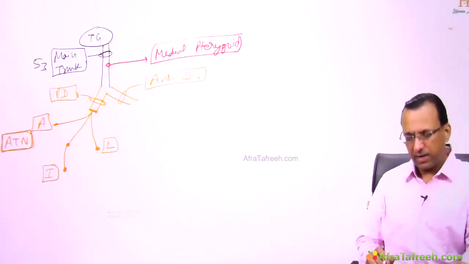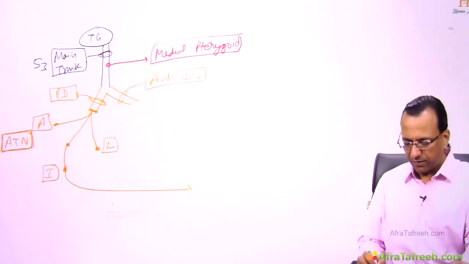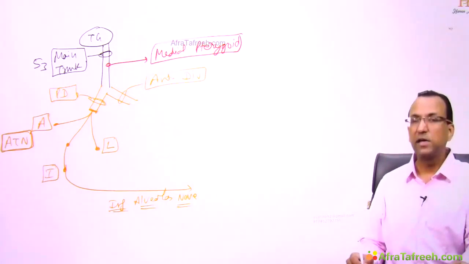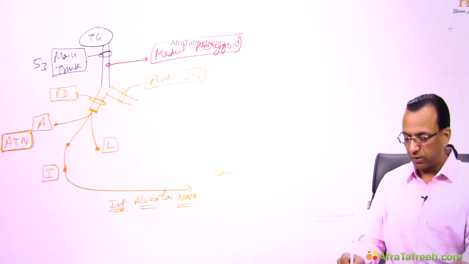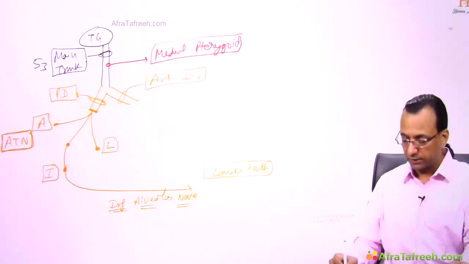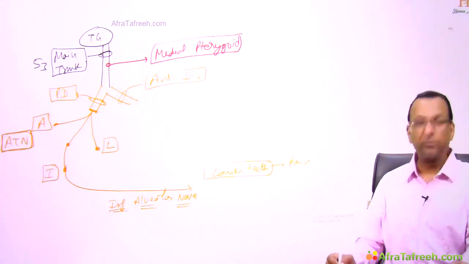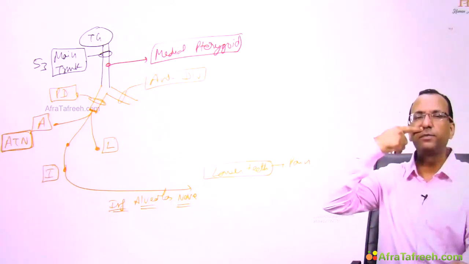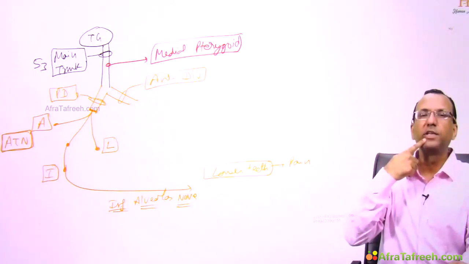And what is the I? I is called the inferior alveolar nerve. If it is the inferior alveolar nerve, it should supply the lower teeth. Yes, it is supplying lower teeth, and it is going to carry the pain of lower teeth. There is a superior alveolar nerve for upper teeth pain, and the inferior alveolar nerve for lower teeth pain.